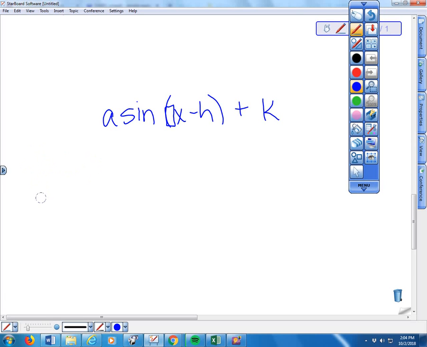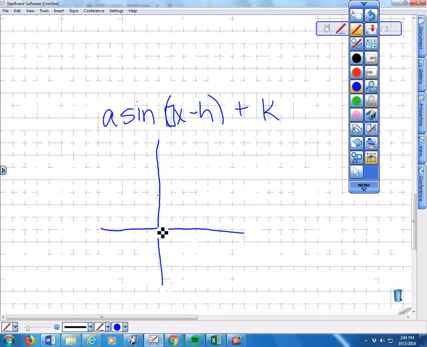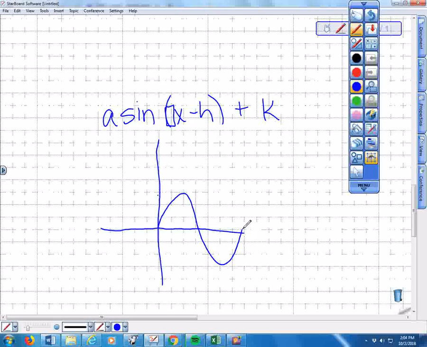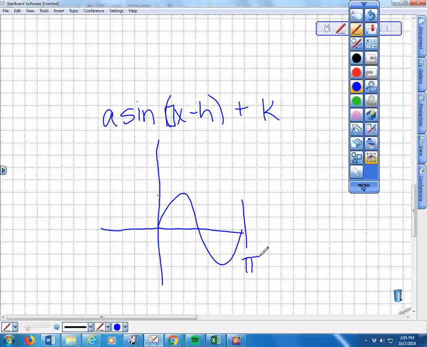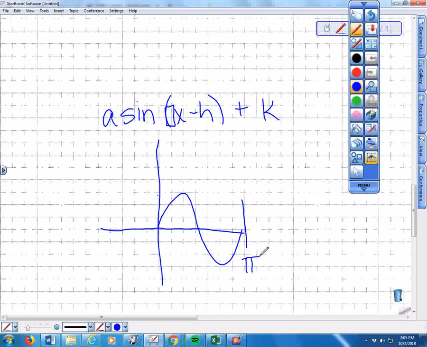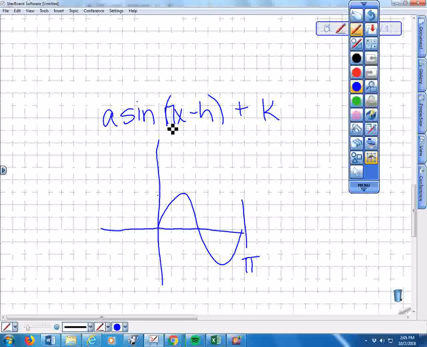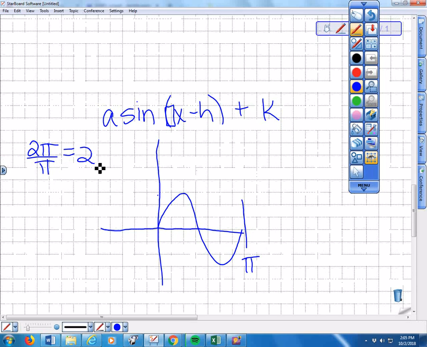Where it gets a little tricky is when your period's not 2 pi. So if you have a graph of sine, and let me just start it, something like that. Let's say that this is pi now. It goes through one full rotation in pi units. To find this coefficient, I'm going to take 2 pi over pi, and now that number has to be 2.